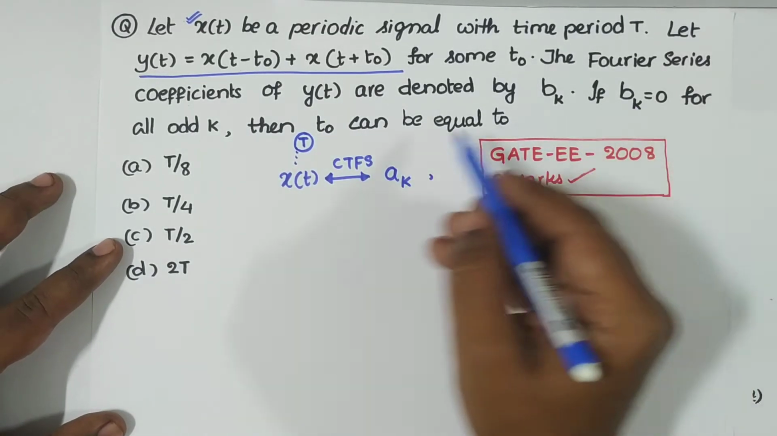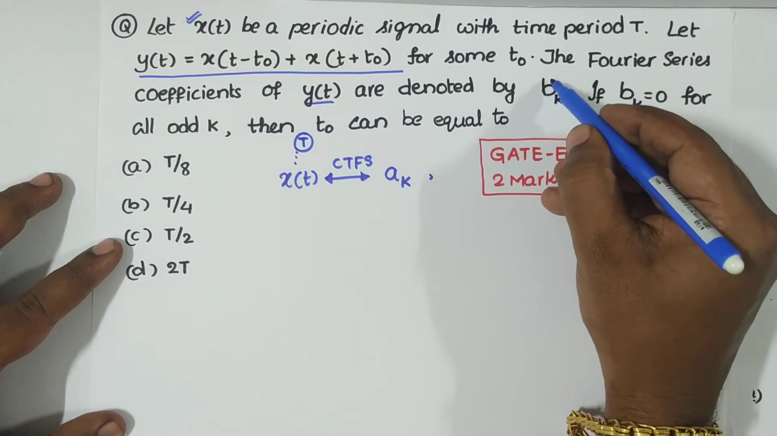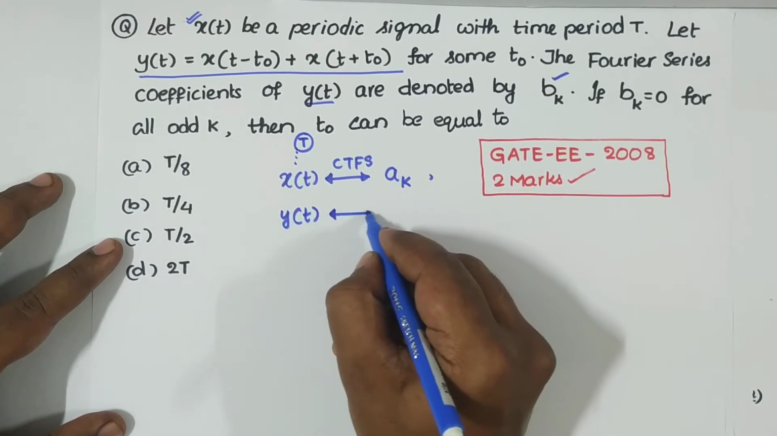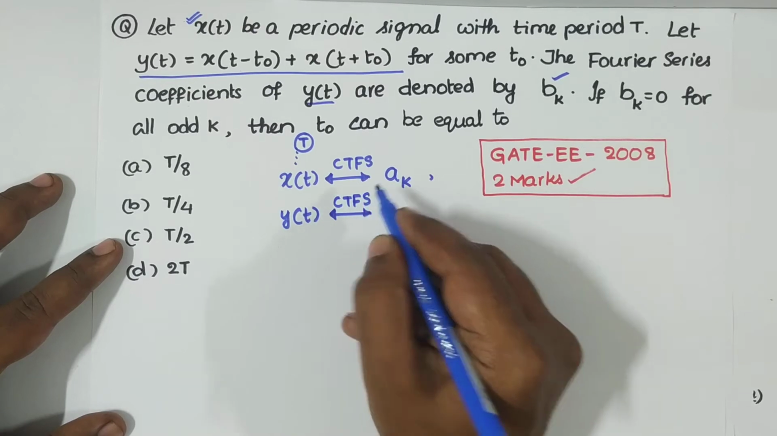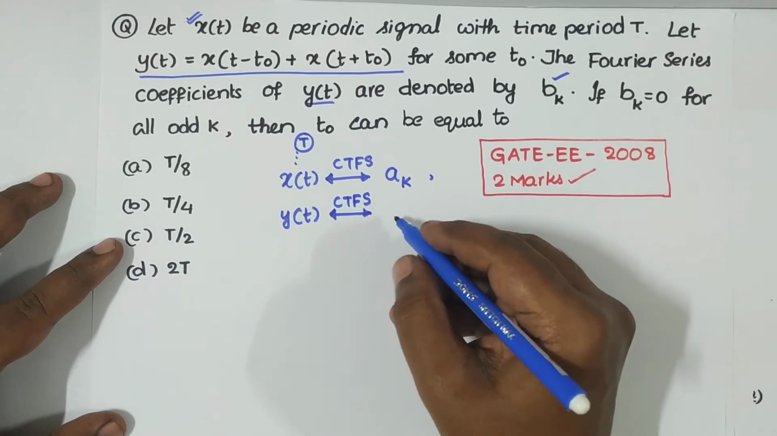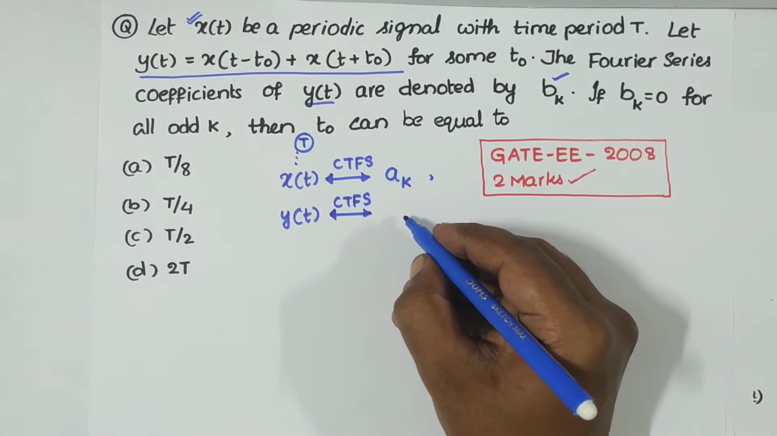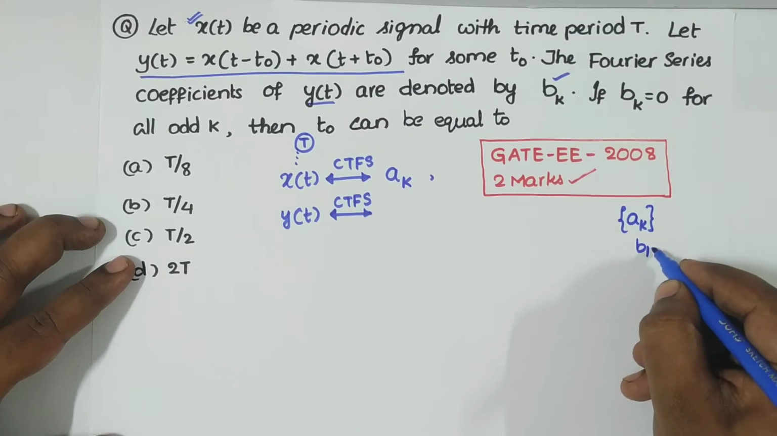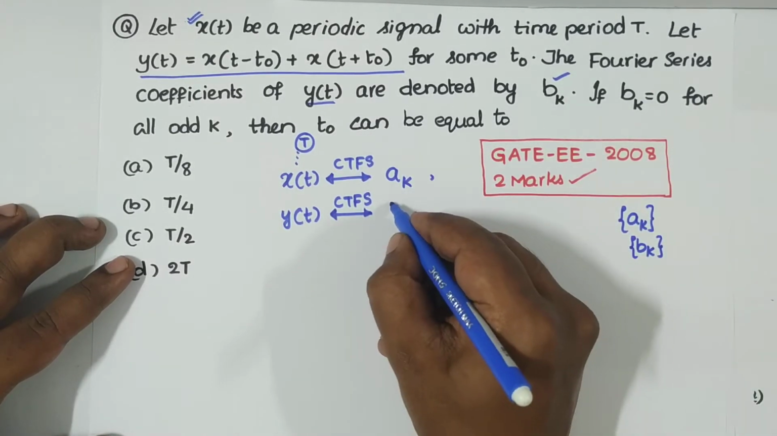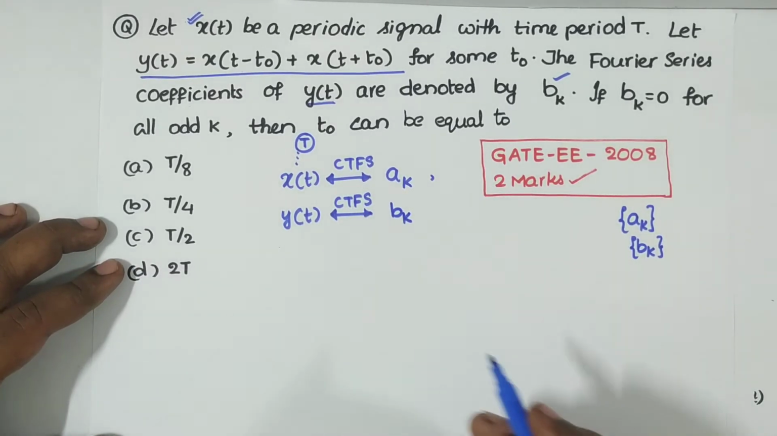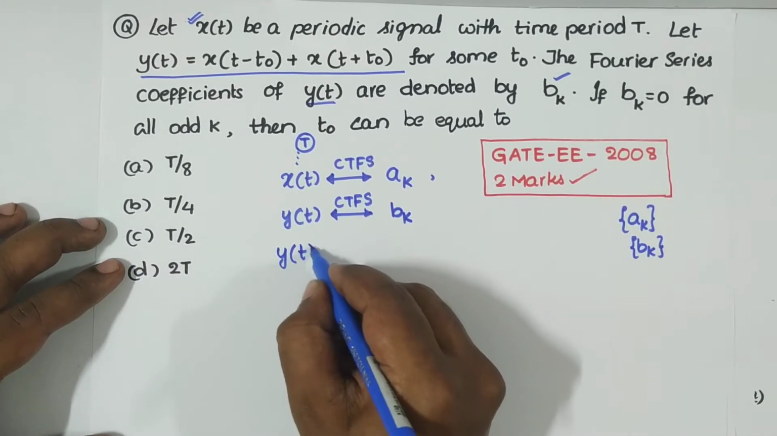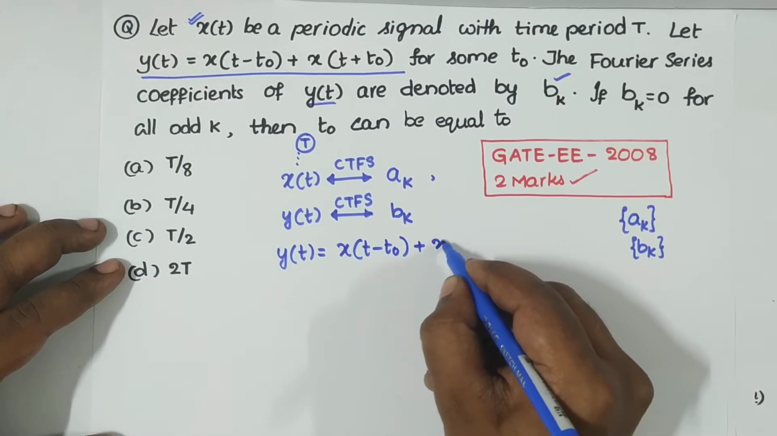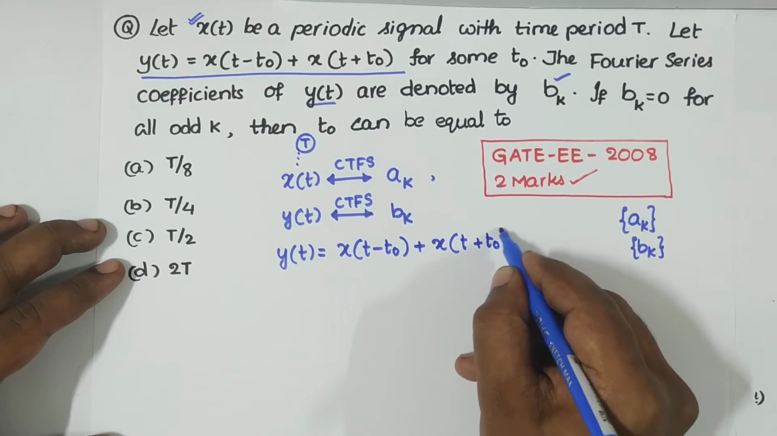And you also have y of t whose Fourier series coefficients are given like this. Coefficients, plural form, right? I may have more than 1, 5 or 100, whatever. Generally we have to take it this way: a sub k for x of t, and Fourier series coefficients like this, b sub k for y of t. This is what is given to you, and also he gave us y of t expressed as a linear combination of shifted forms of input, x of t minus t naught and x of t plus t naught.